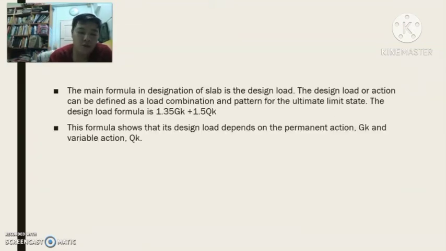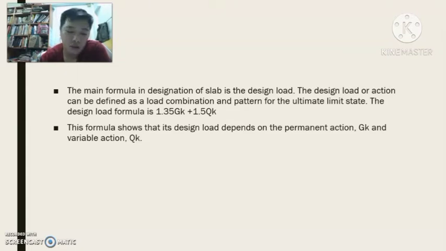Okay, so the main formula in designation of slab is the design load. The design load can also be called a design action, and it can be defined as a load combination and pattern for the ultimate limit state. The design load is 1.35 Gk plus 1.5 Qk.